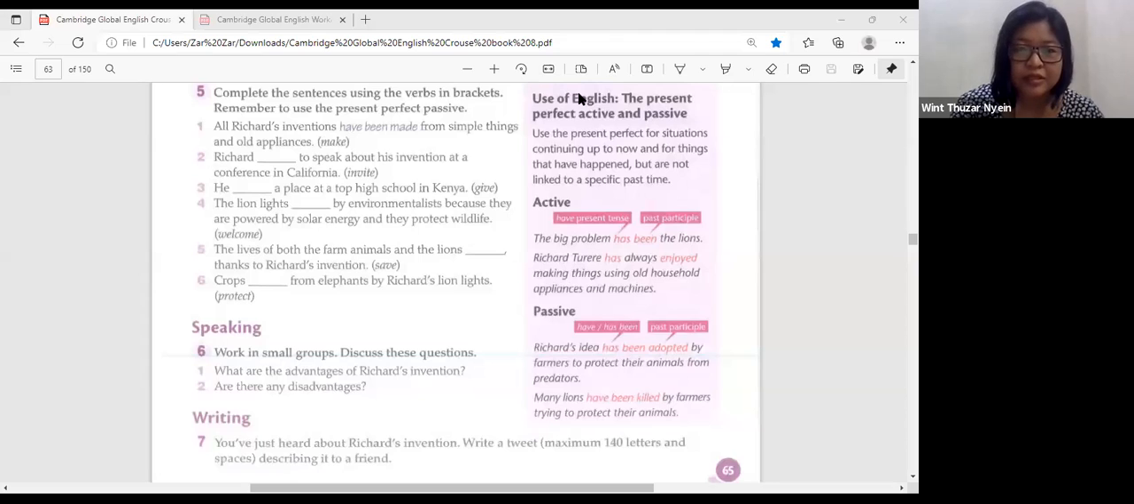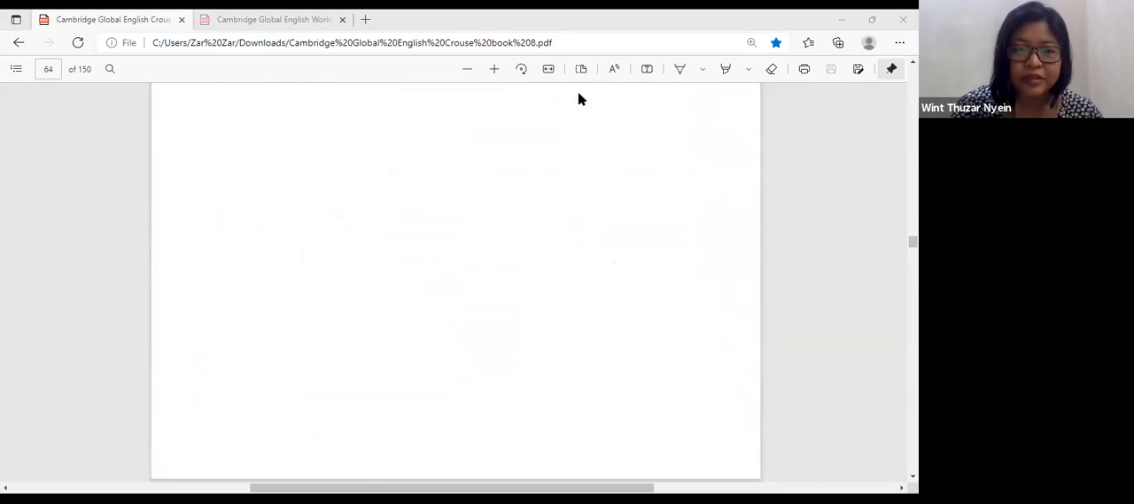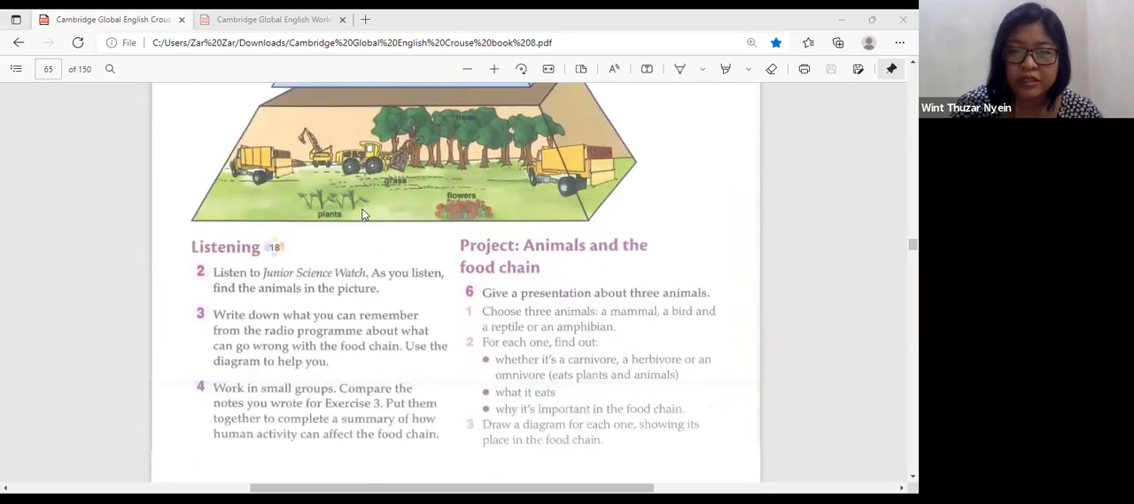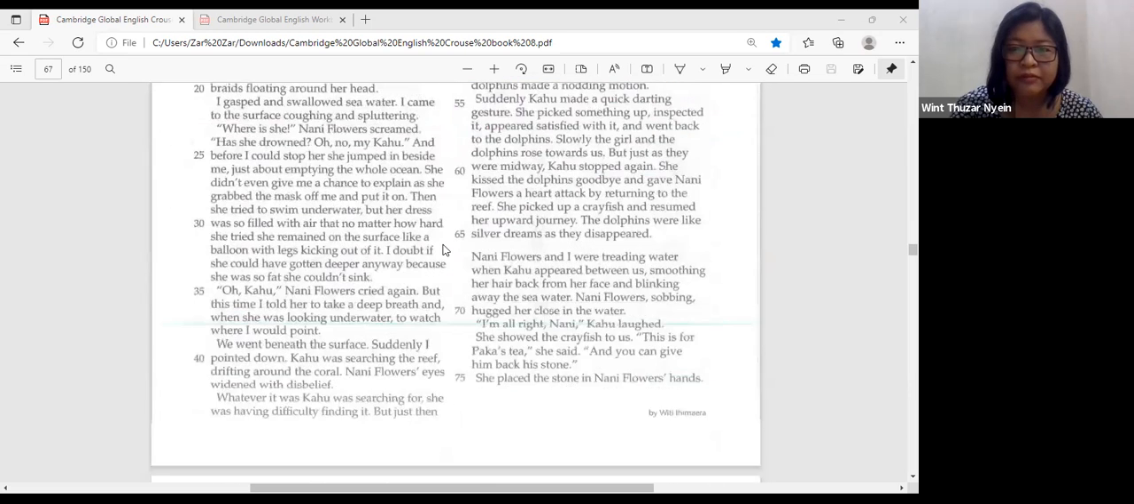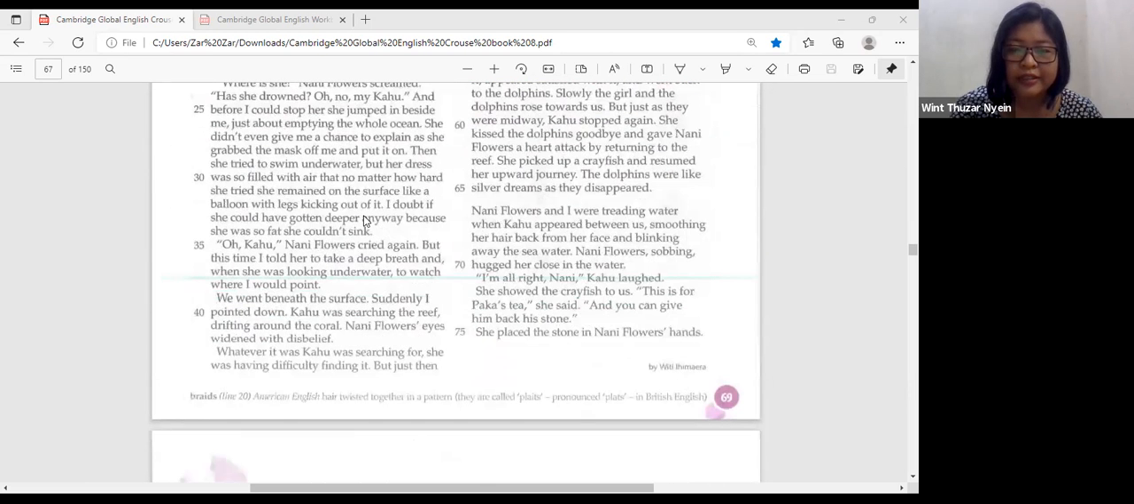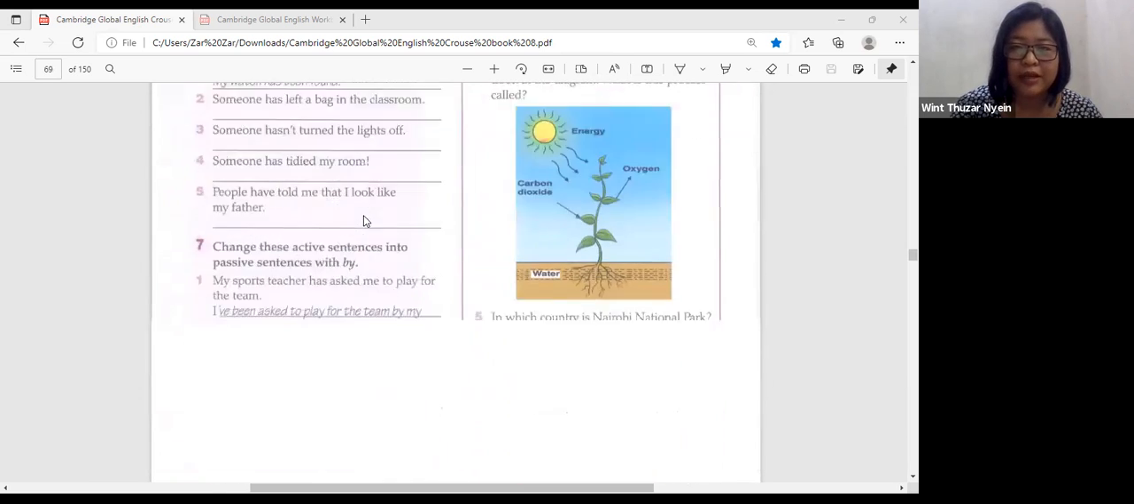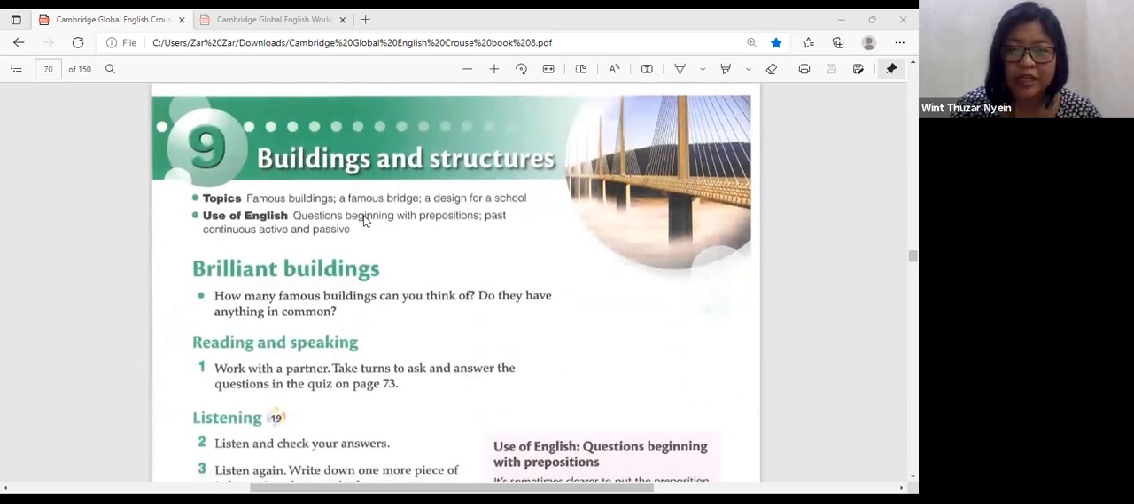Let's go to the lesson. Okay, I will skip over the part on food change and the reading from unit 8. We're going to go to unit 9. The important part in unit 8 is the passive form. Okay.